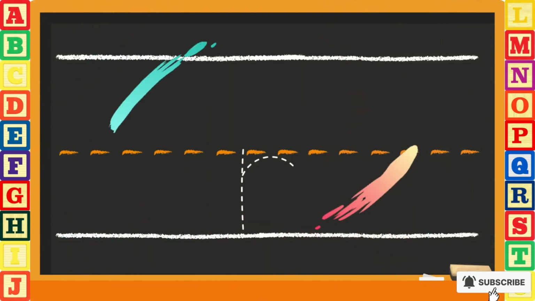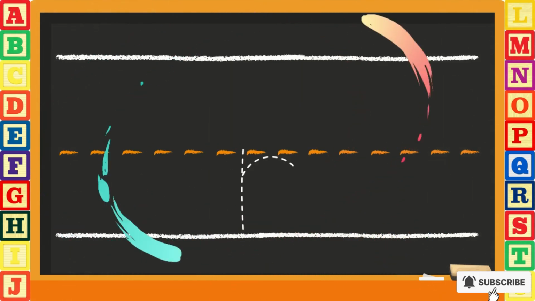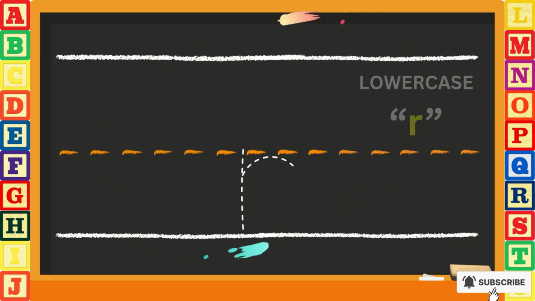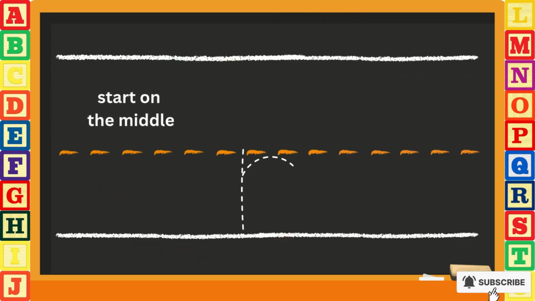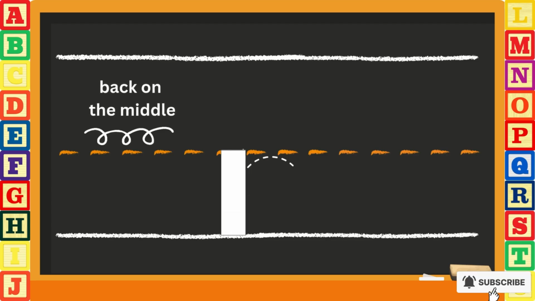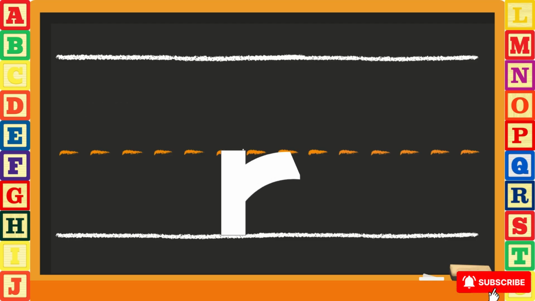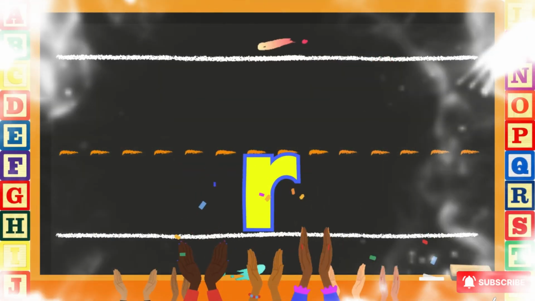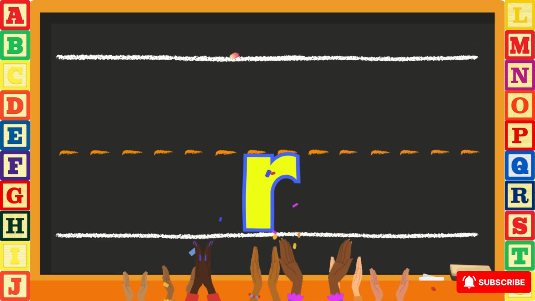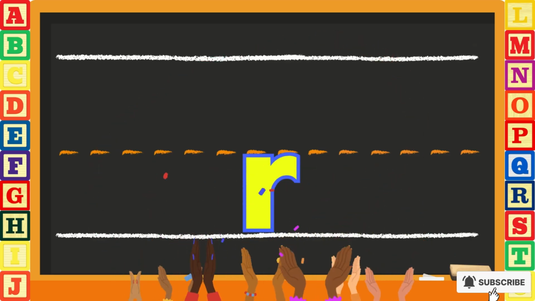Now let's write the small letter R. We call this lowercase r. Start from the middle. Pull down. Back on the middle. Around over. Fantastic work, kids! Now it's your turn to try.